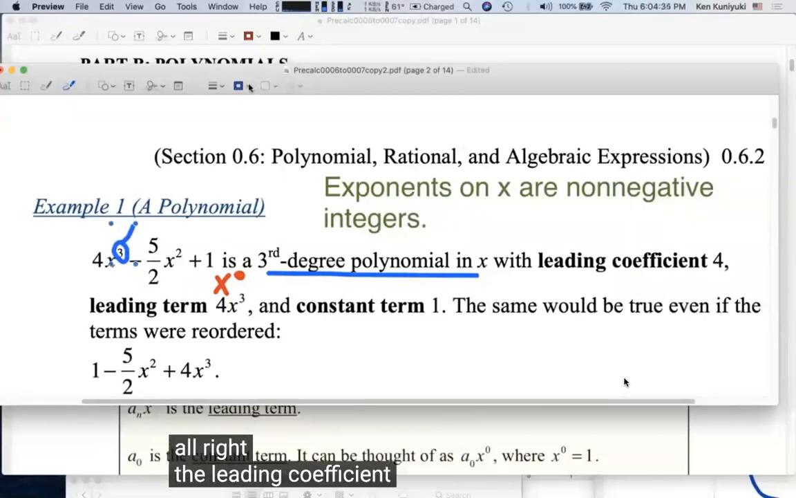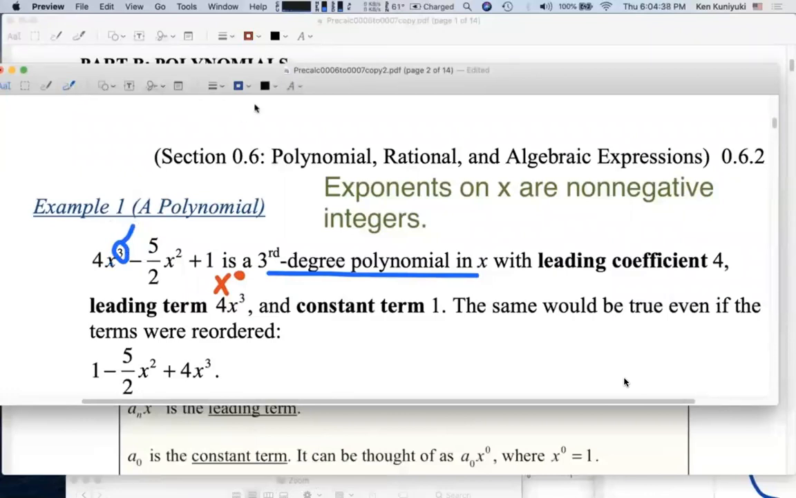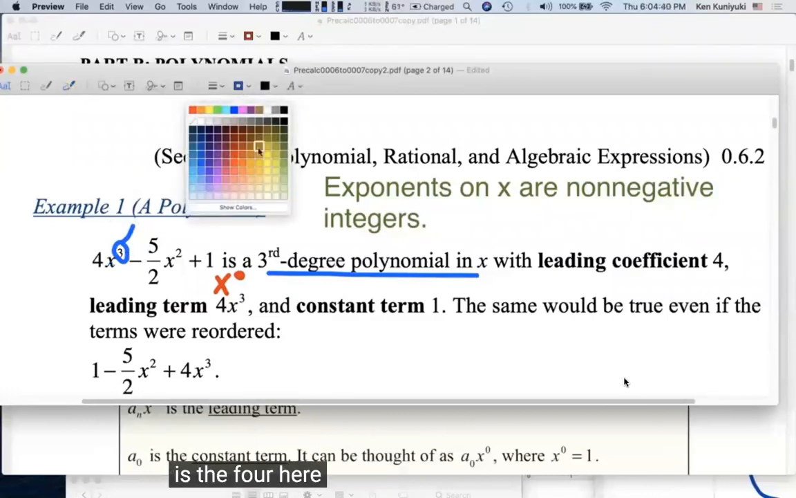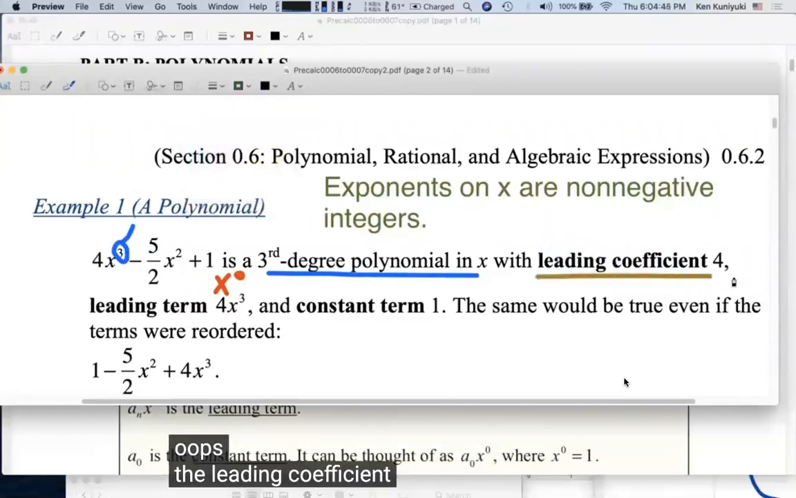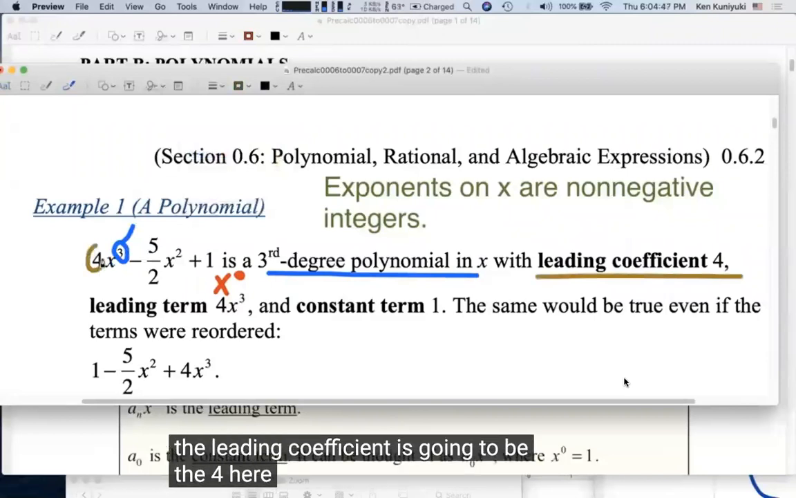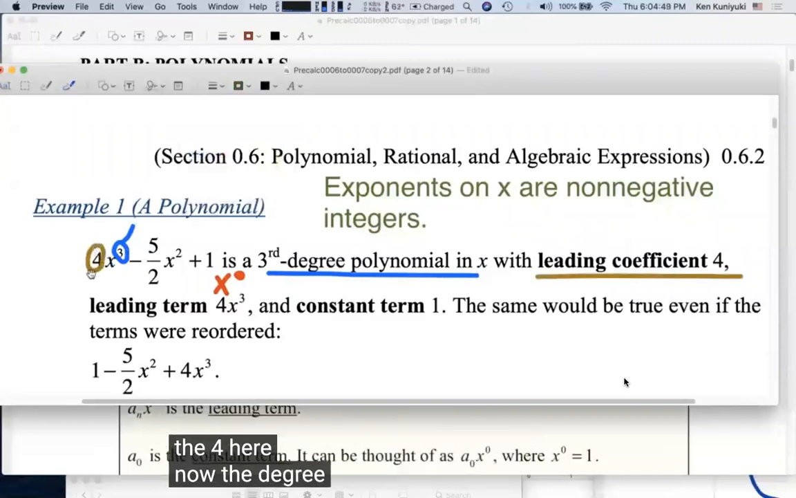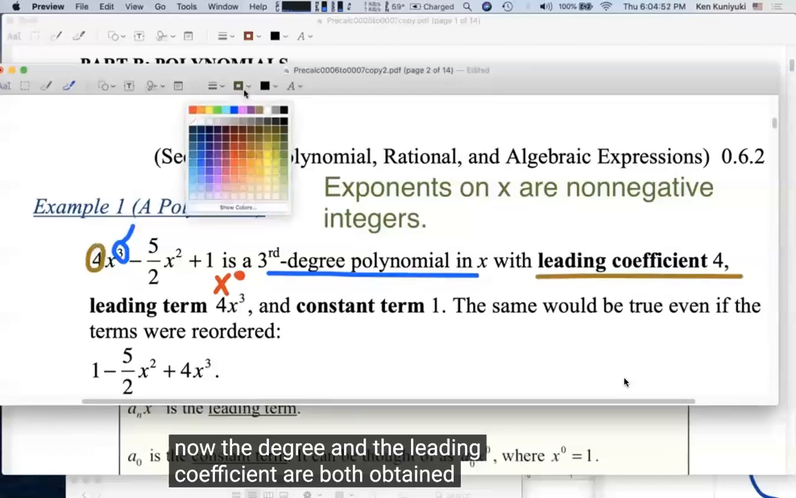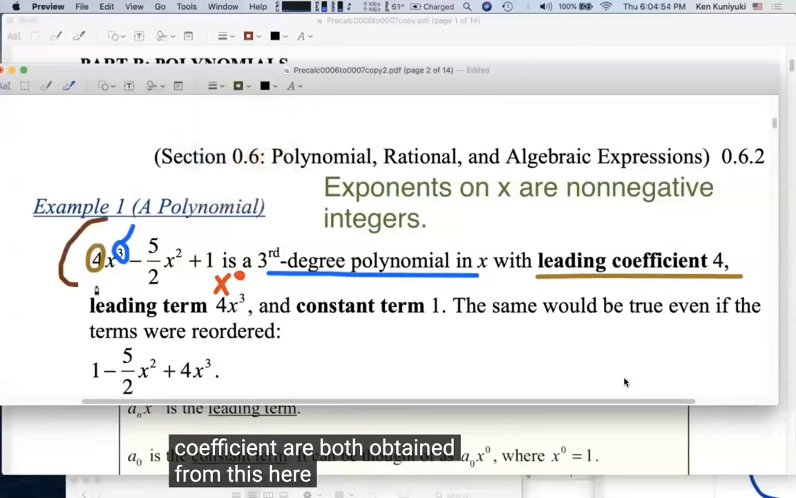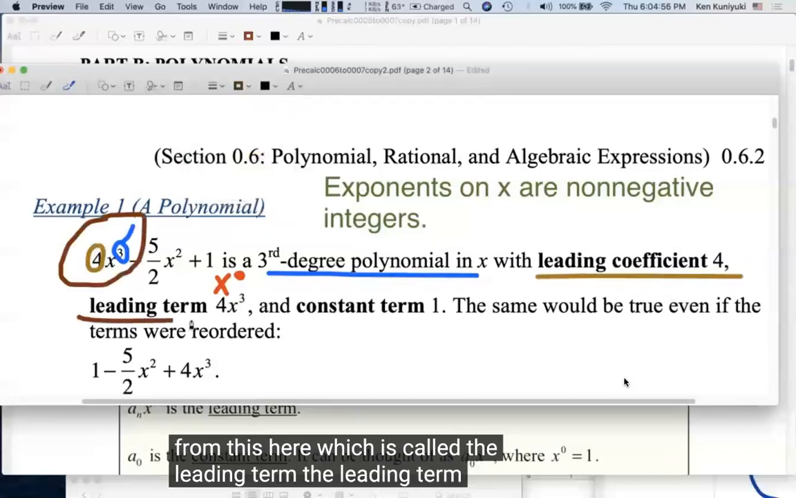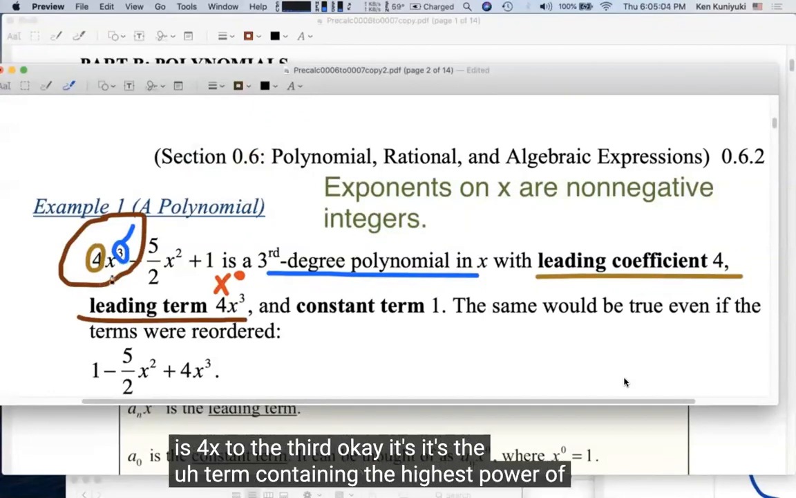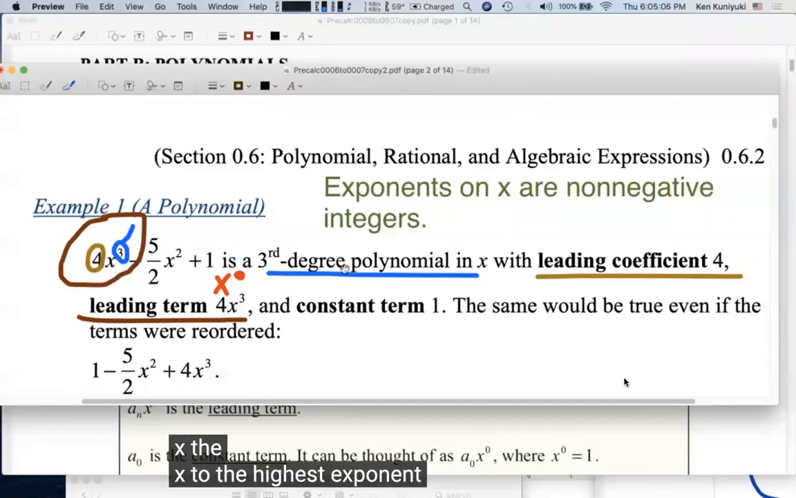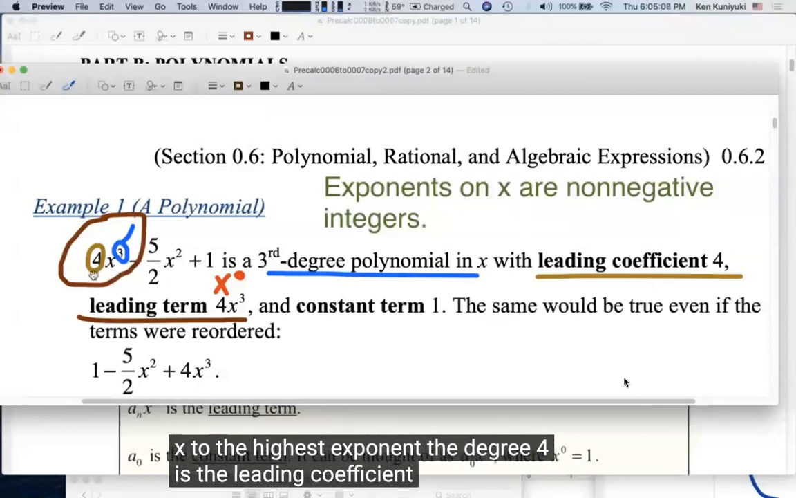The leading coefficient is the 4 here. That in brown. The leading coefficient is going to be the 4 here. Now, the degree and the leading coefficient are both obtained from this here, which is called the leading term. The leading term is 4x to the third. It's the term containing the highest power of x, the x to the highest exponent, the degree. 4 is the leading coefficient, 3 is the degree.